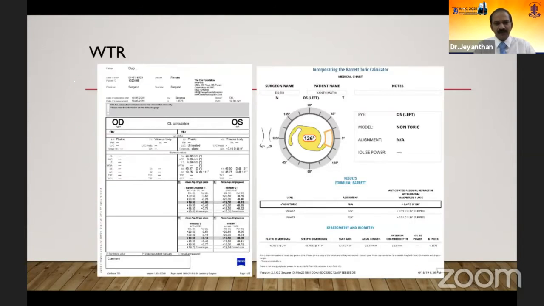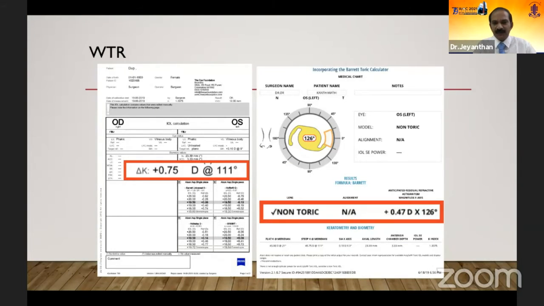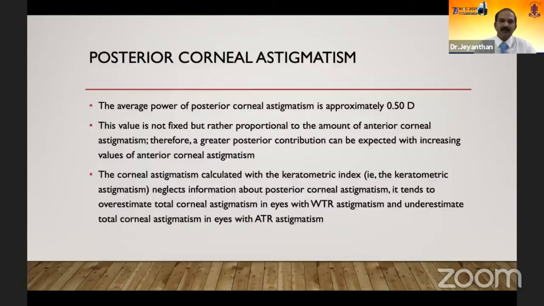With this idea, we thought of doing it for another patient who also had 3/4 diopter, but this patient was not accepting the toric. The reason is the posterior corneal astigmatism. The average power of posterior corneal astigmatism is approximately 0.5 diopter. This is not a fixed value, but rather proportional to the amount of anterior corneal astigmatism.